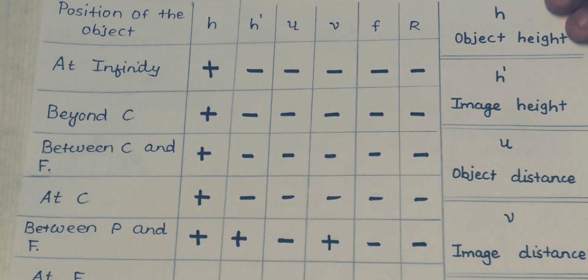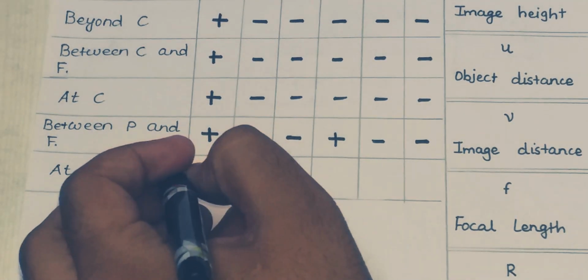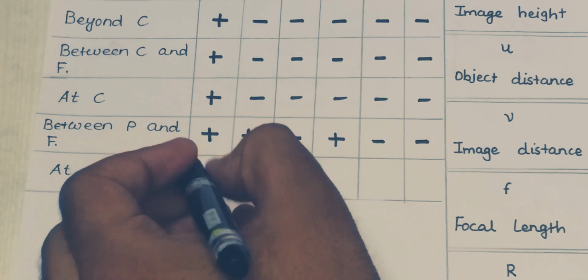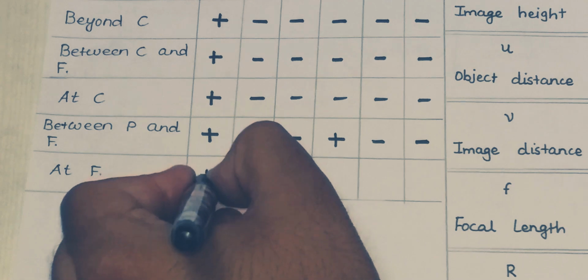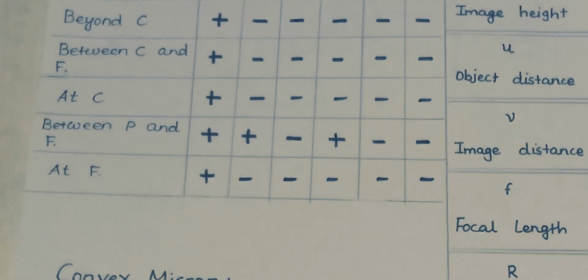Now when we put the object at F, here also we get a real and inverted image. So here also h is positive and all other things are negative.